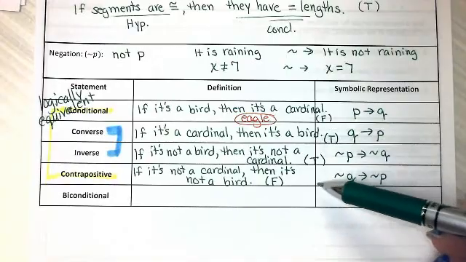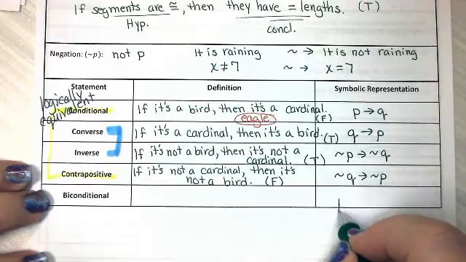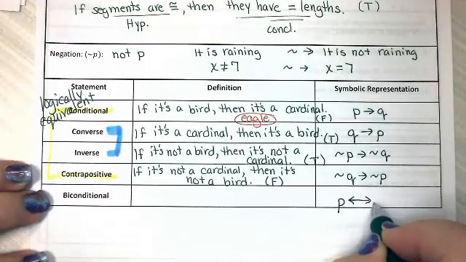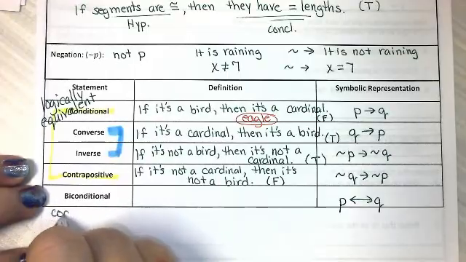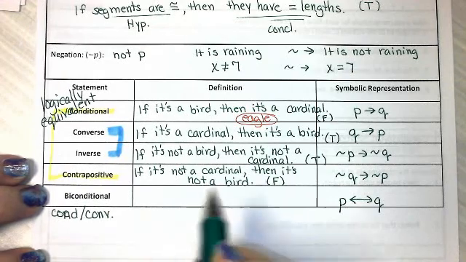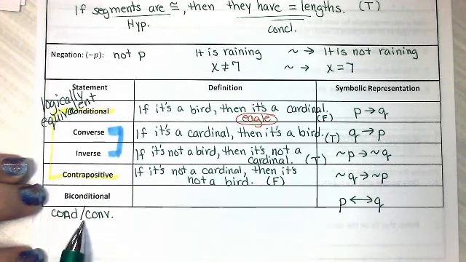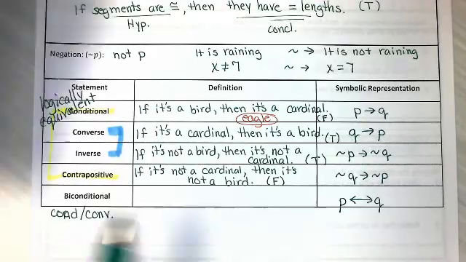If they are all true, I can write what's called a biconditional. Your biconditional is a two-way street. It works forwards and backwards. The biconditional is a combination of the conditional and the converse. Now, I can tell you that every definition in geometry is a biconditional.